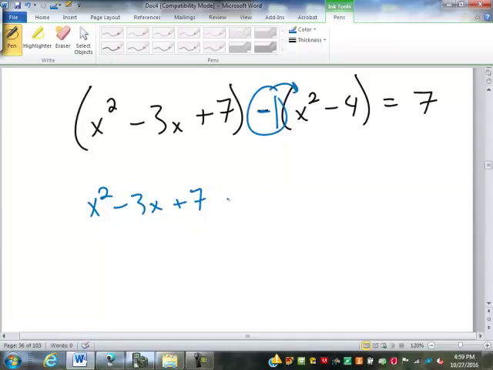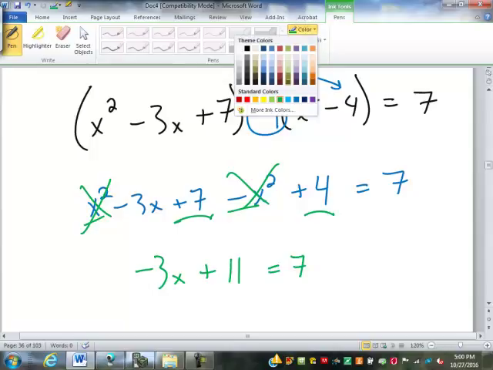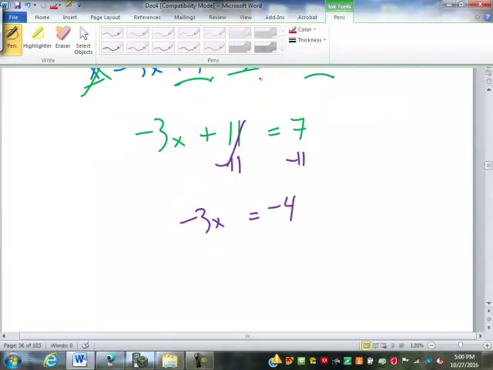This is going to be negative 1 times x squared is negative x squared, or negative 1x squared if you want to. Negative 1 times negative 4 is a positive 4. And now we can combine x squared and negative x squared. Cancel out. We've got a negative 3x, 7 and 4, get positive 11. And then we'll subtract 11. So 7 minus 11 is negative 4. And then divide by negative 3. There you go. So x equals negative 4 divided by negative 3 is a positive 1 1/3.